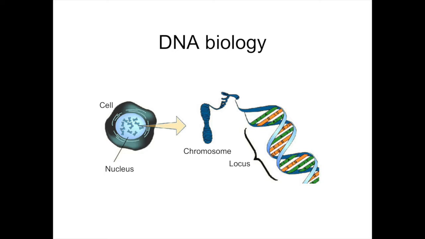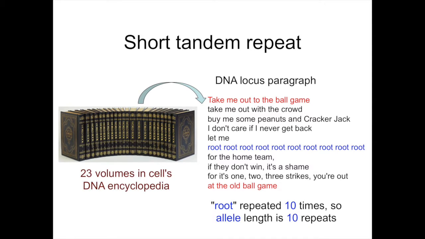The one that was developed in the 1980s is the short tandem repeat. What a short tandem repeat is: somewhere on a page of the genetic encyclopedia, I've indicated on the left what an encyclopedia looks like with 23 volumes. This is half of what each cell has, say, from one parent. A short tandem repeat is a genetic word, usually 4 or 5 letters long, like A, C, G, T, and it's repeated in tandem. So it's a short word repeated in tandem.